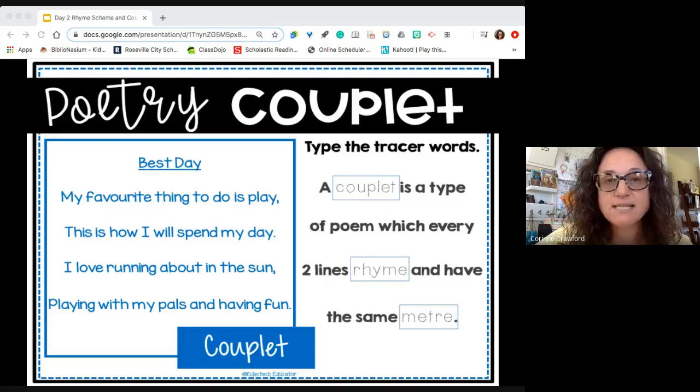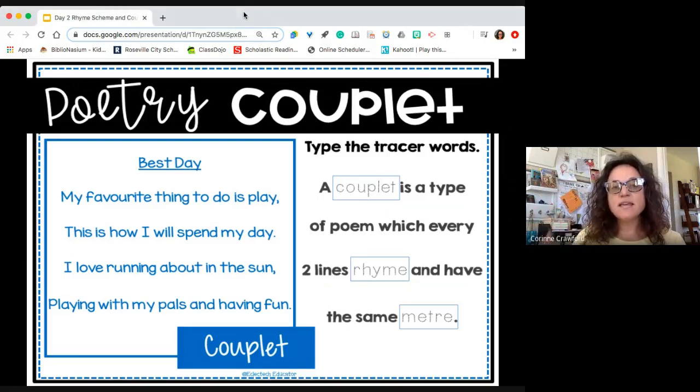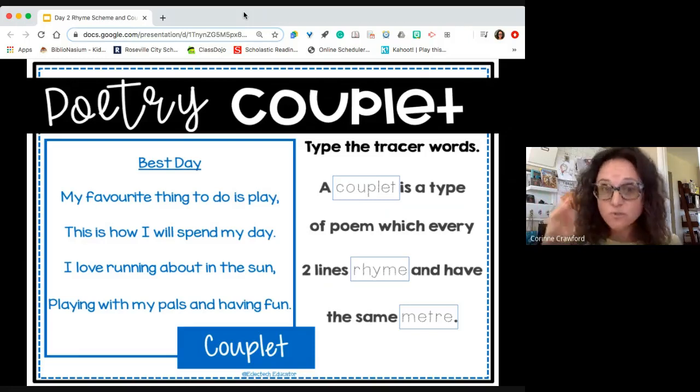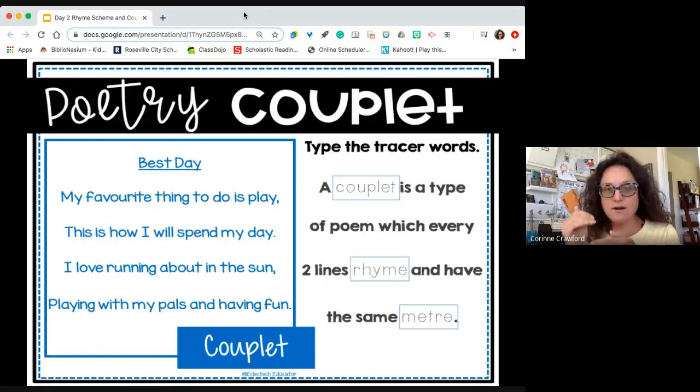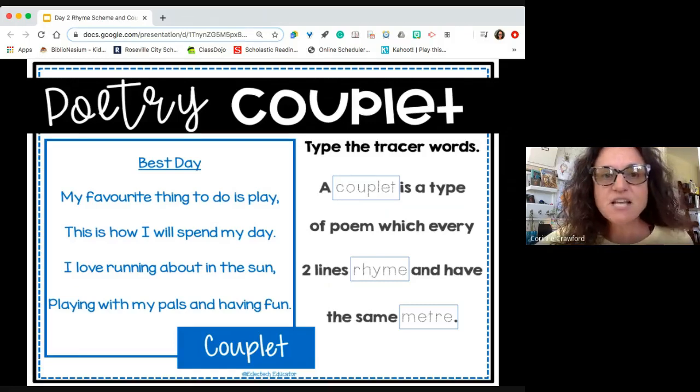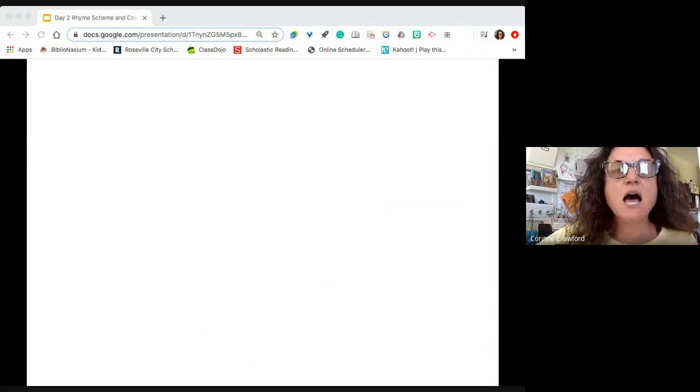So look at this one. It says, my favorite thing to do is play. This is how I will spend my day. I love running about in the sun, playing with my pals and having fun. You can almost do four snaps for every line. And then you'll notice that play and day rhyme, so that's A, A. Sun and fun rhyme, that's B, B. Okay? So today you're going to write a couplet.